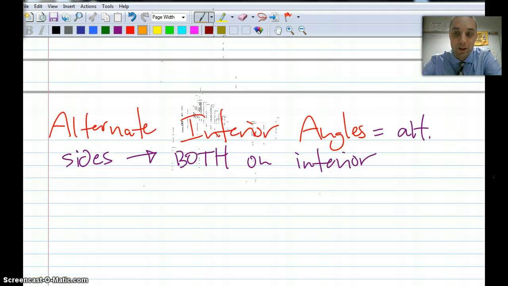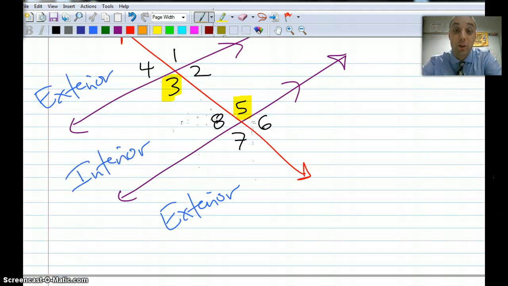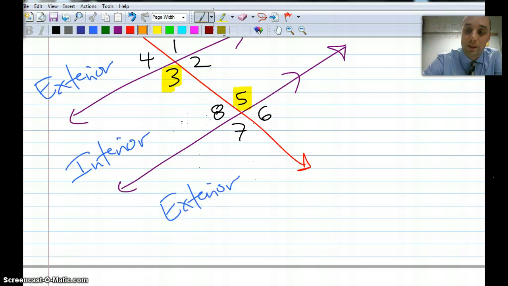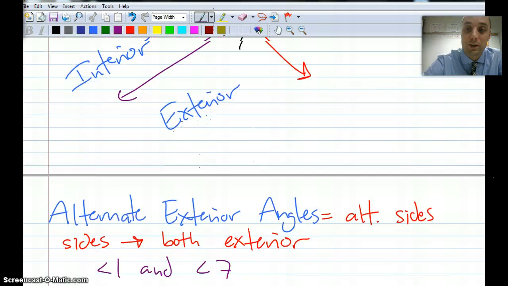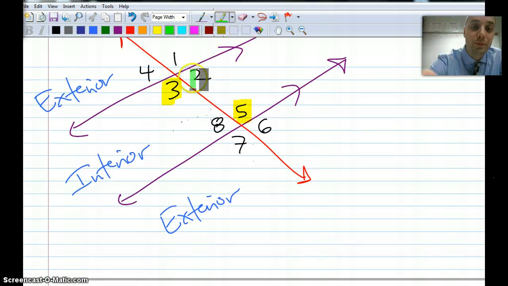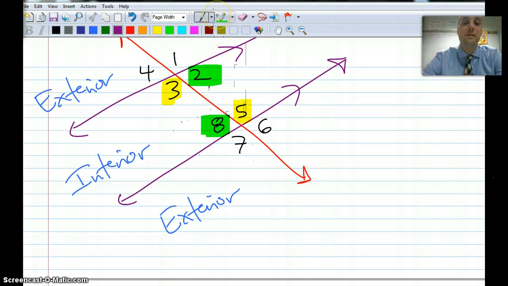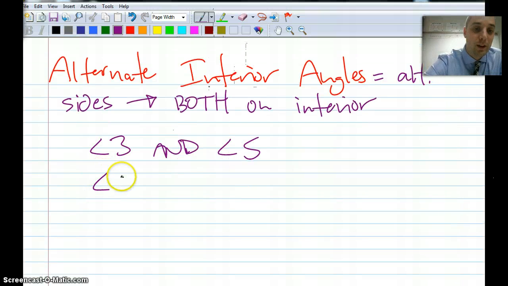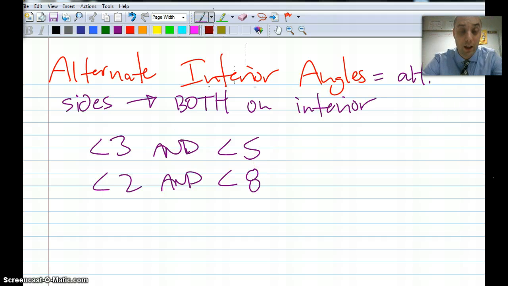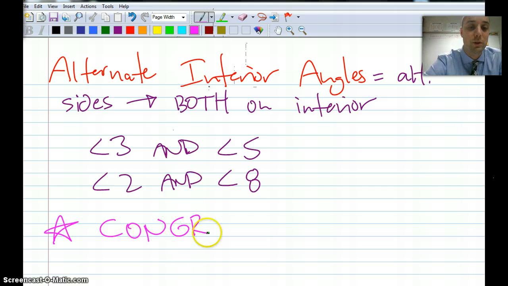So if you look back up here, the ones that I highlighted already were angle 3 and angle 5. The other one, let me write that down so I don't forget. So angle 3 and angle 5. And then the other pair of alternate interior angles are angle 2 and angle 8. So you can see they're on alternate sides both on the interior. So add that pair as well. Angle 2 and angle 8. Just like alternate exterior angles, these have the same measure as well. So add this note, congruent measures.